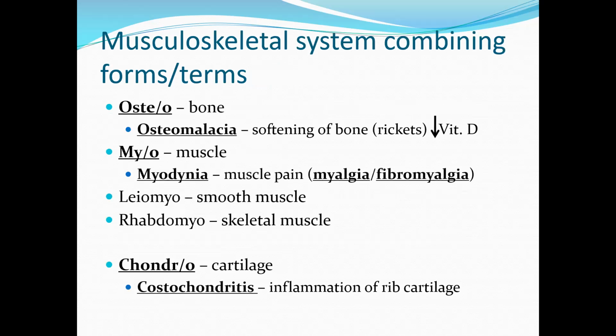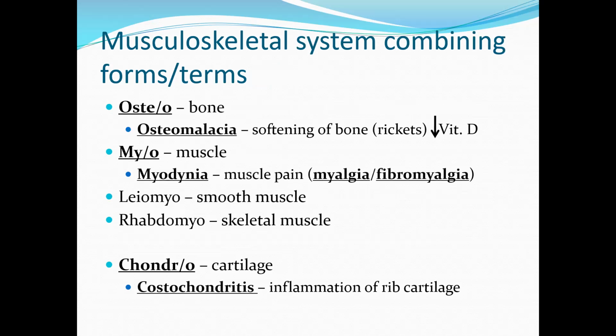All right, combining terms and forms for the musculoskeletal system. Osteo, bone. Osteomalacia: softening of bone, or rickets. We'll see a picture of that in a minute. I think we talked about this early on: we usually see the suffix malacia meaning softening, and we generally think of that as pathologic, right? So if I have osteomalacia, I have softening of the bone.